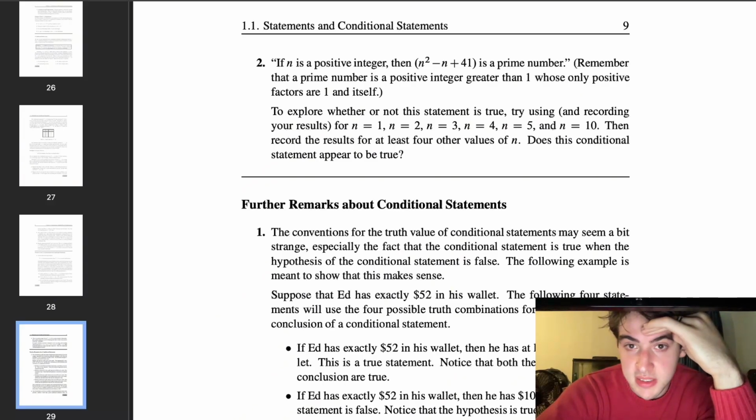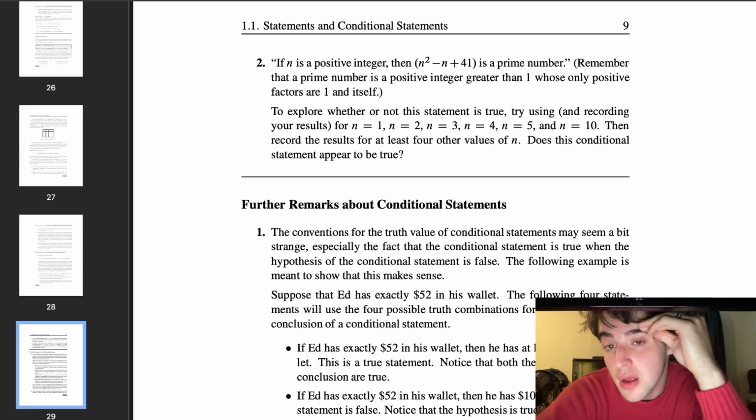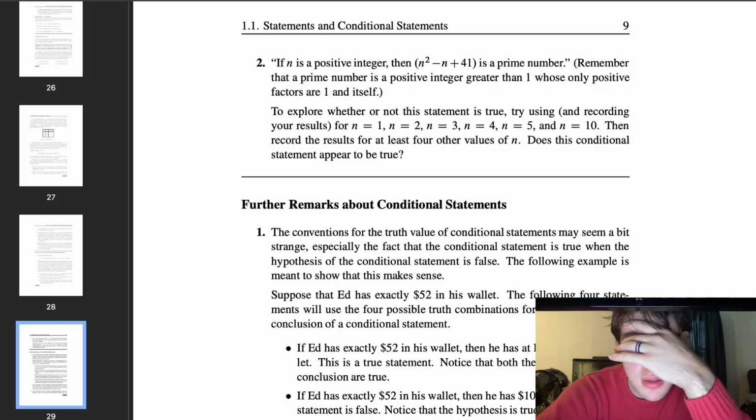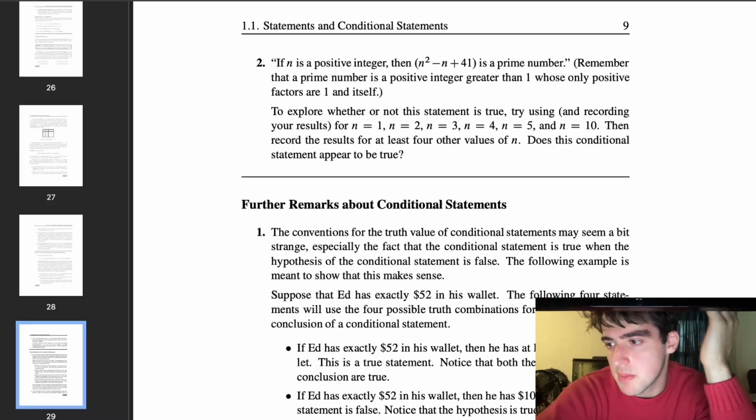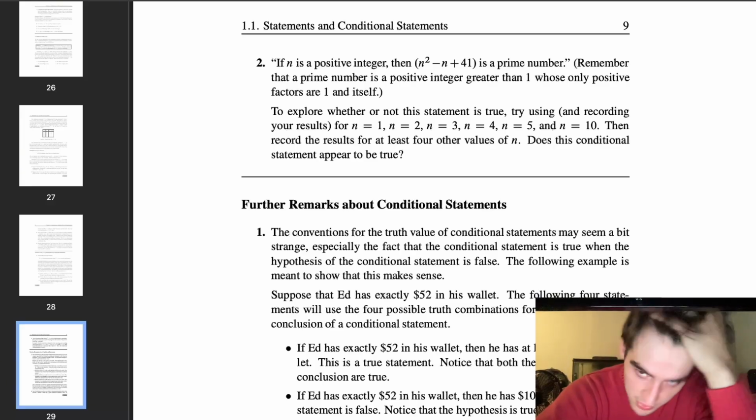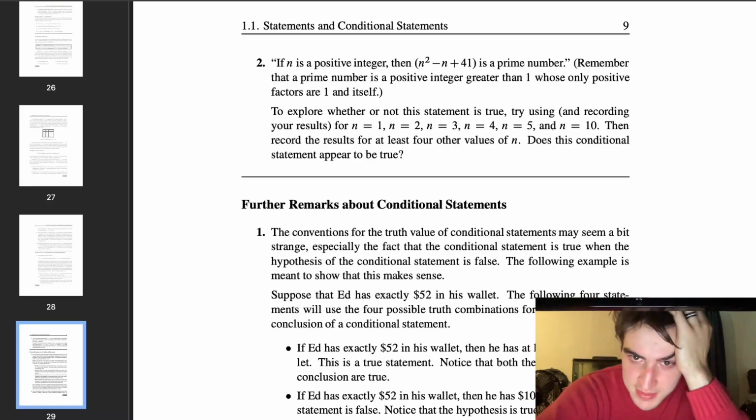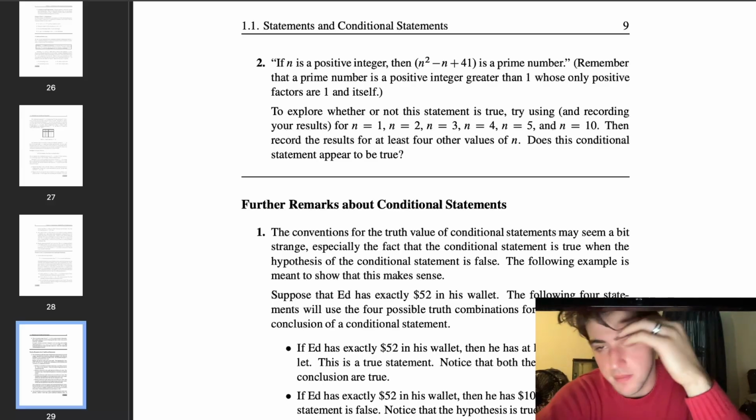What did I say that makes? 25, 61. I'm pretty sure that's a prime number. 10. 10 squared is 100. Minus 10 is 90. Plus 41 is 131. I'm pretty sure that's a, wait, is that a prime number? I think it's a prime number. 132 would be 12 times 11. But 131, I can't think of anything. Then 4 other values of n.